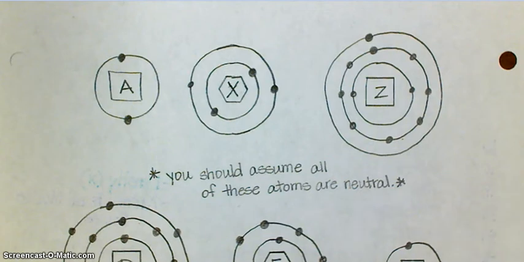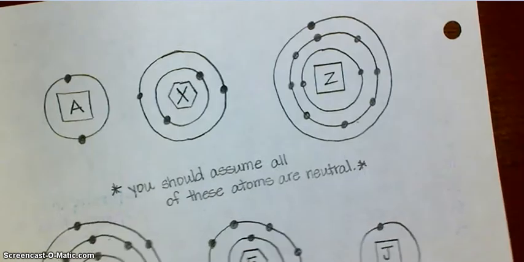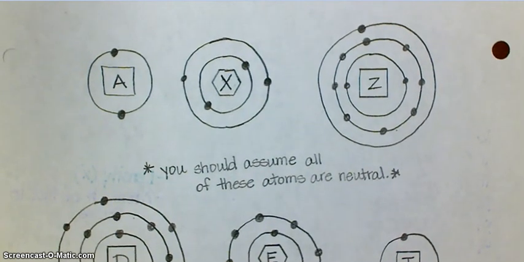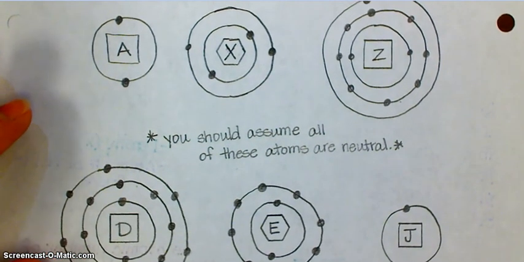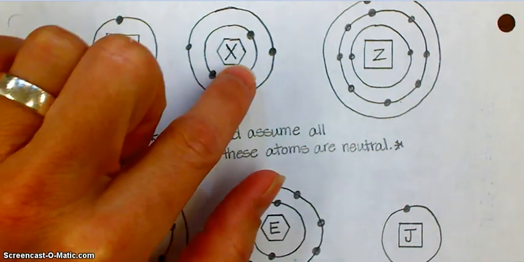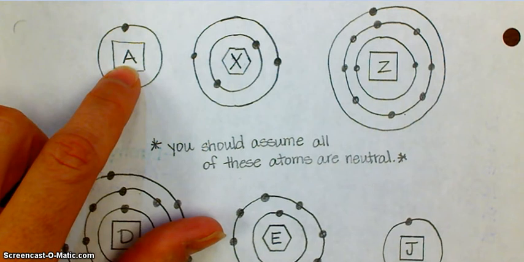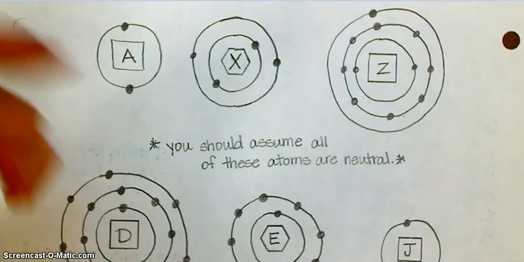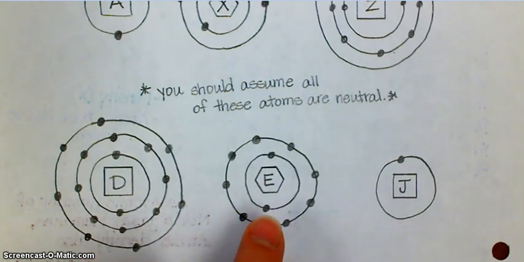Okay, guys, I am on the back of the October 22nd Bellwork, and we're going to do some more practicing on identifying what element I'm talking about and some of the characteristics. So these 6 models, there's not a whole lot of detail to them because even in the little box or the hexagon that represents the nucleus, there's just a letter, and the letters don't even correspond to any of the chemical symbols. So there's no chemical symbol A on the periodic table, there's no chemical symbol X, etc. So it's just model A, model X, model Z, model D, E, and J.